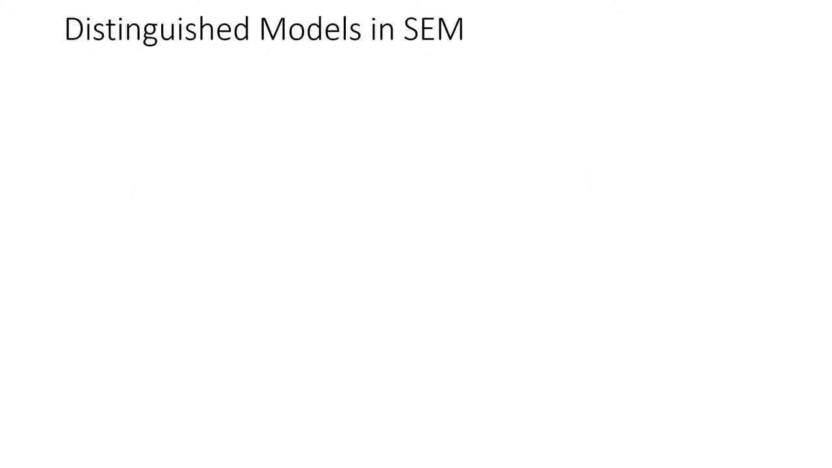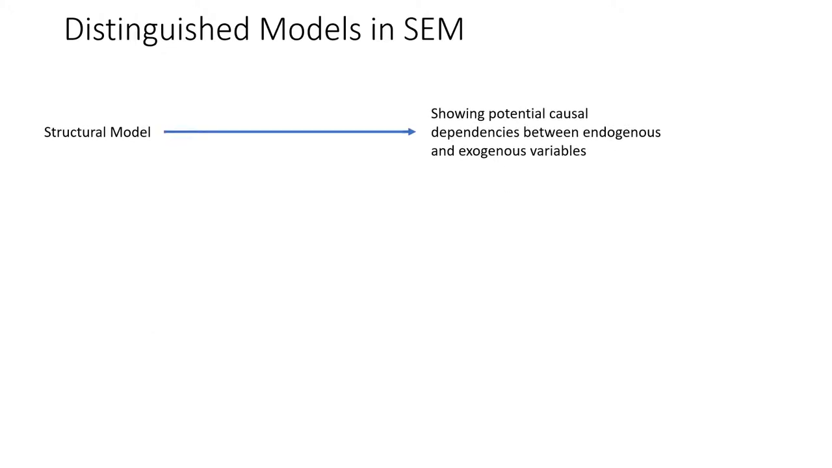Now let's look at how we can distinguish some of these models. We are looking at the structural model, because they are the two basic models when you are talking about structural equation modeling, showing potential causal dependencies between endogenous and exogenous variables. That is the structural model.